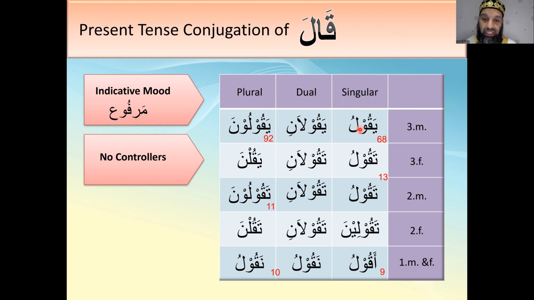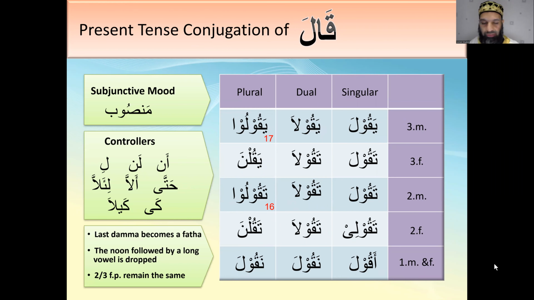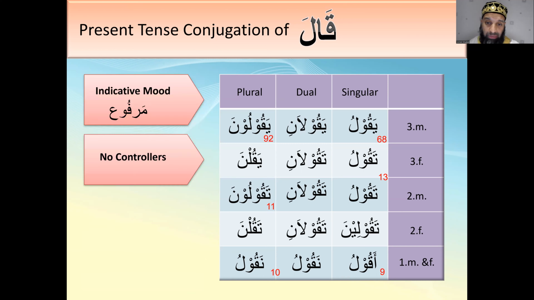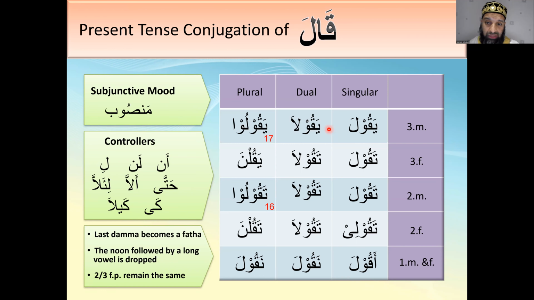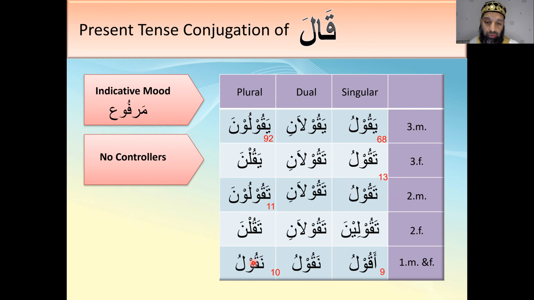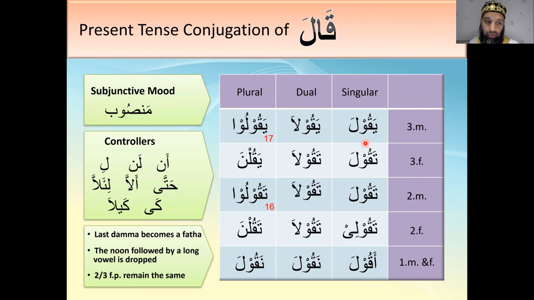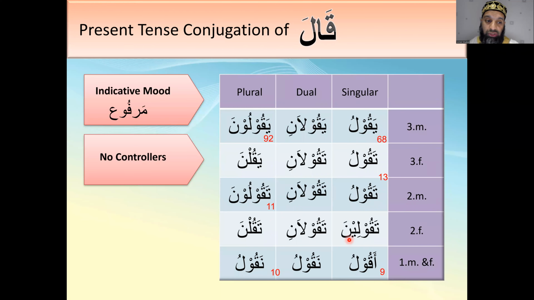And now we have done this table in the marfu mood. Now we're going to do it with mansub. And I'm not going to ask you to do it because it's just repeating everything. The same thing happens. Remember, it's present tense verb. The dhammas, the peshes, can you see, are becoming fatha, becoming zabar. Same as what happened last time. Yeah, the dhammas are changing to fatha. And what else happens? The noons.